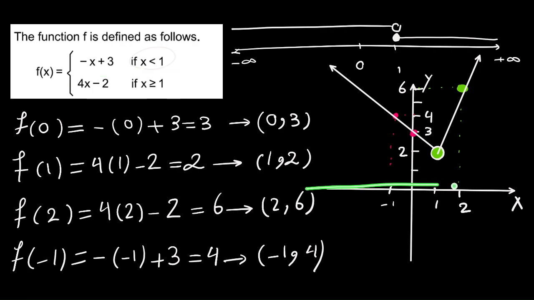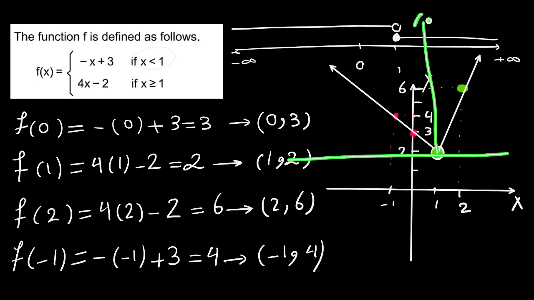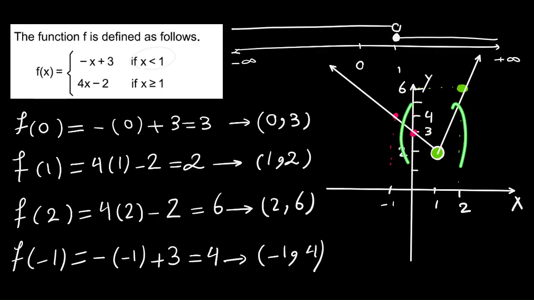As you see, the domain is from negative infinity to positive infinity. Range of the function starts from 2 and goes to positive infinity. And this point is the minimum point for the function. It can be an absolute minimum and also a local minimum at the same time, because in this interval it's the minimum, and for the entire domain of the function this point has the lowest y value.